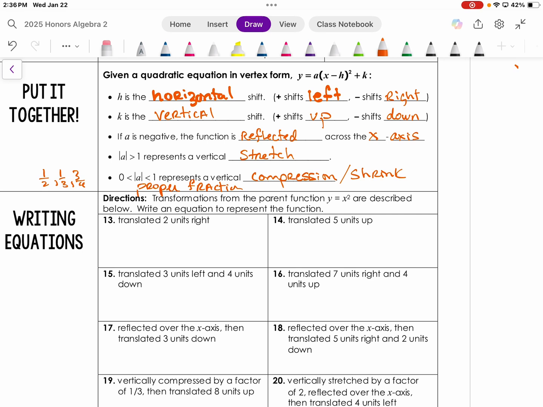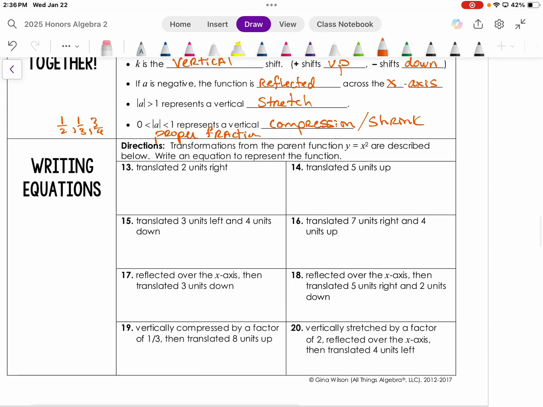Transformations from the parent function of x squared are described below. Write an equation that represents the function. So what you need to think about on this section is the vertex form, either in your head or written down. And then we look at what they told us happened. I translated 2 units to the right. So 2 units to the right means there's got to be a minus sign inside the parenthesis, so there's a minus, and the 2 goes there.